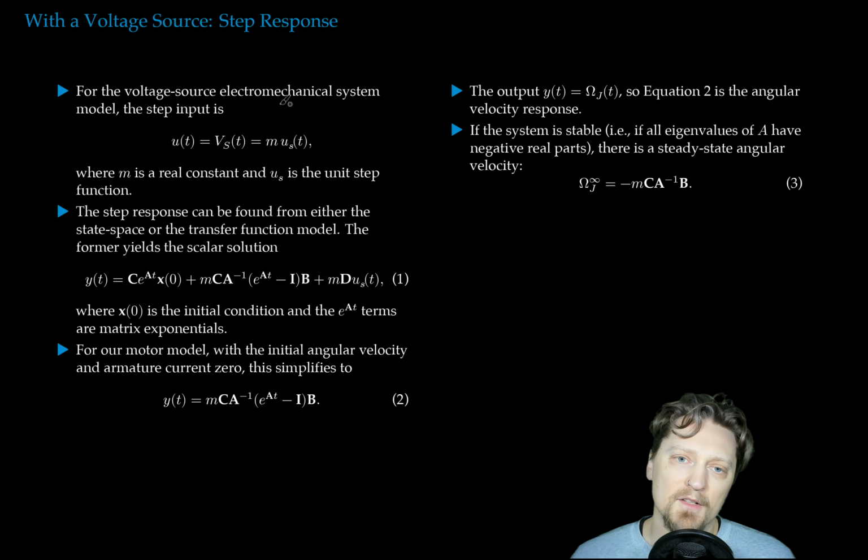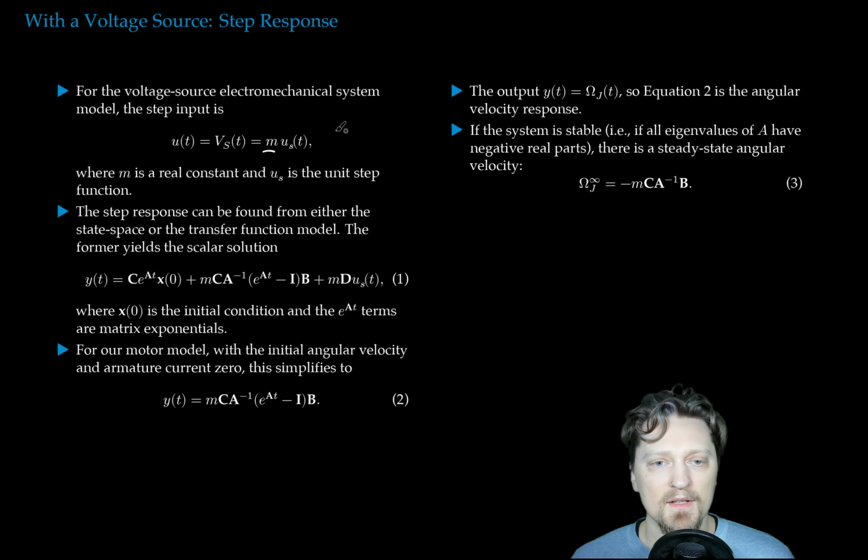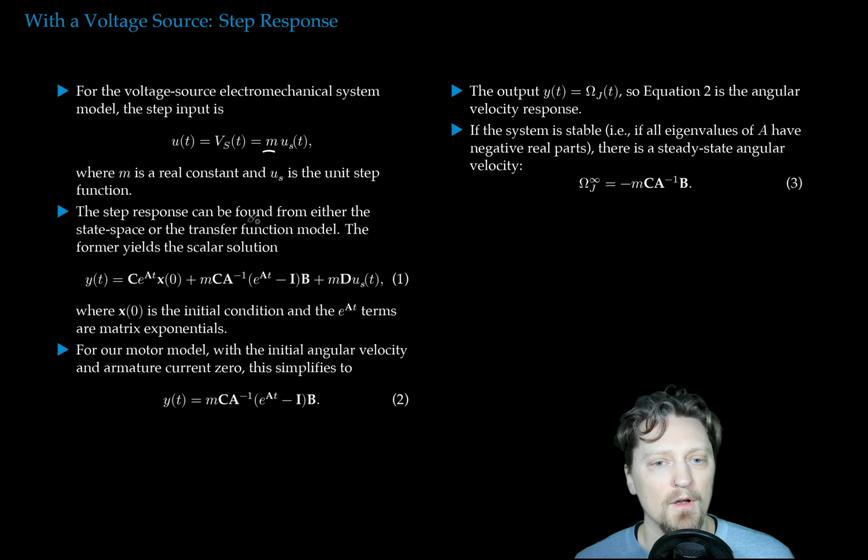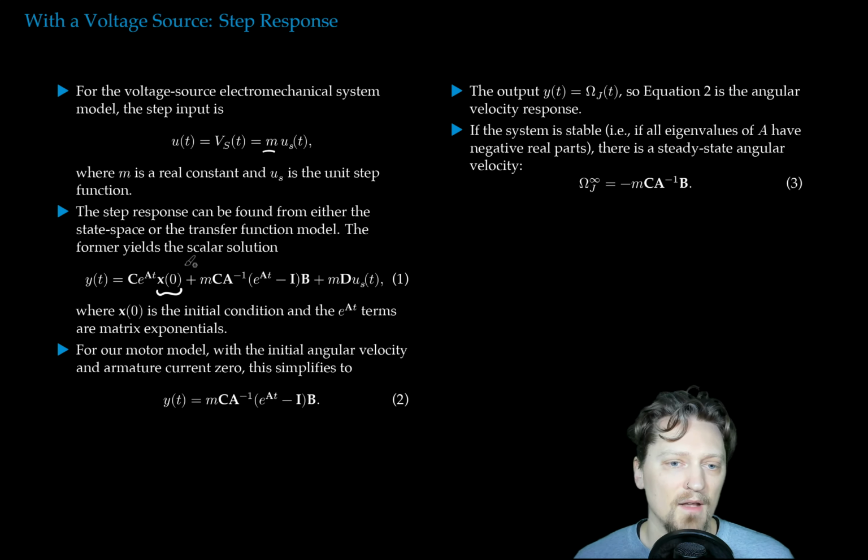For the voltage source electromechanical system, the step input is Vs equals m times the unit step, where m is a real constant and Us is the unit step function. The step response can be found from either the state space or the transfer function model. The state space model yields the scalar solution because we have a single input and a single output. So we have x of 0 being the initial condition of the state variables.